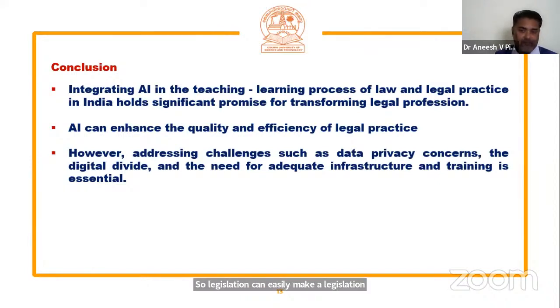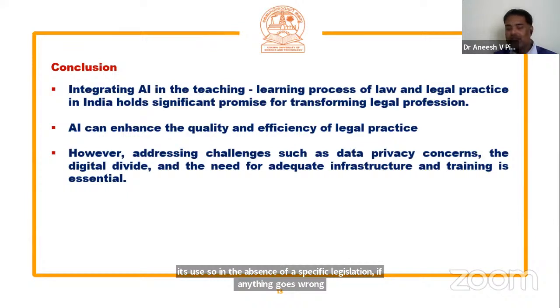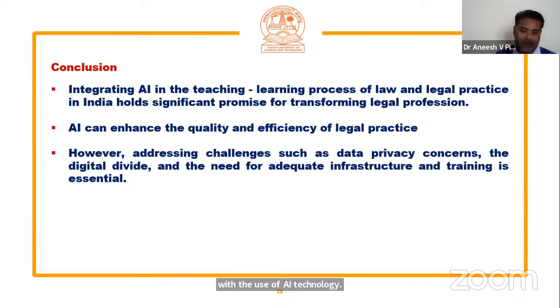But at the same time, while the use of AI technology is helping us, like any other technology, it has several drawbacks. As I said, data privacy, data protection, the digital divide, infrastructure, etc. At present, we don't have a legislation dealing with AI and its use. So in the absence of a specific legislation, if anything goes wrong with the use of AI technology, we will have to solely depend on the existing legal framework.